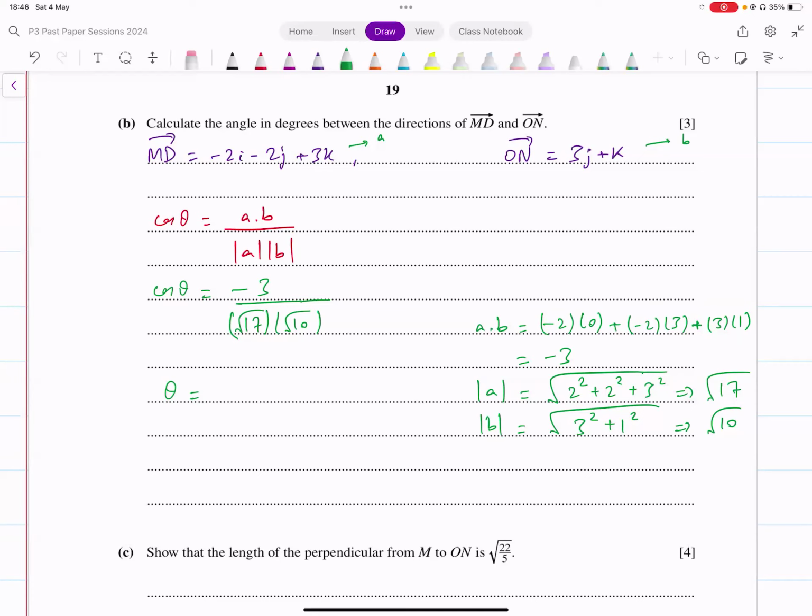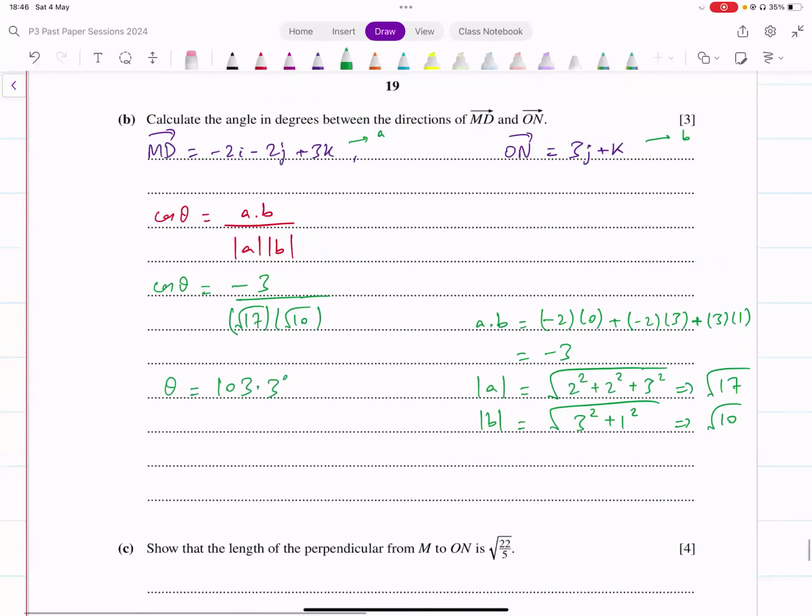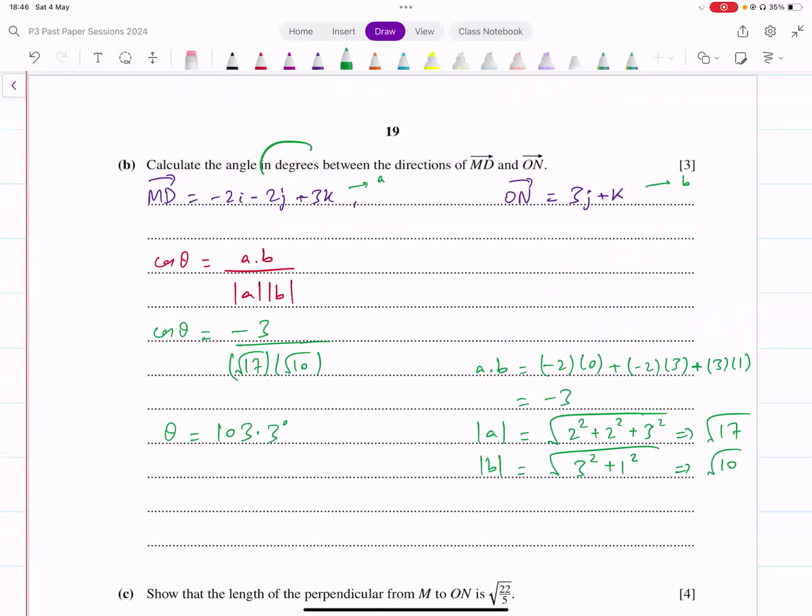-3 divided by root 17 multiplied by root 10. And this gives us minus 0.23 something. Cos inverse of that gives me 103.3 degrees. Make sure your calculator is in degrees mode here because the question requires your answer to be in degrees. Again, that's your final answer.